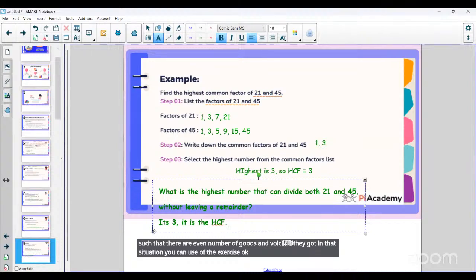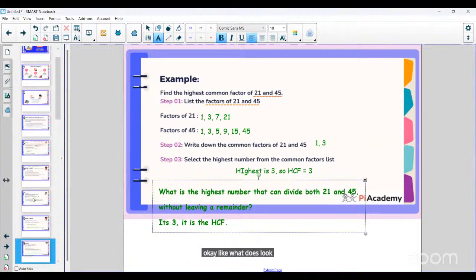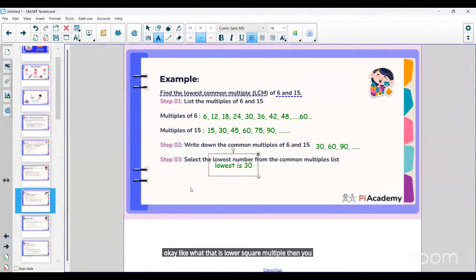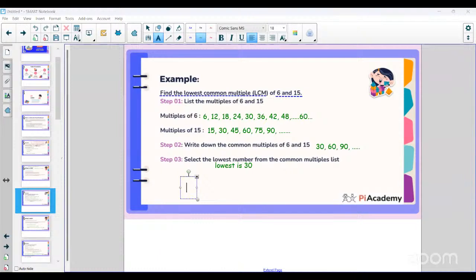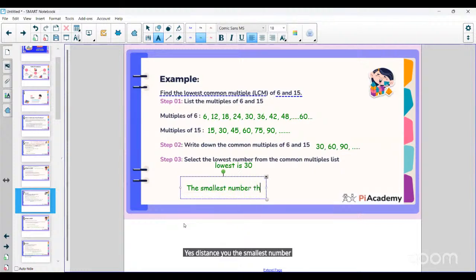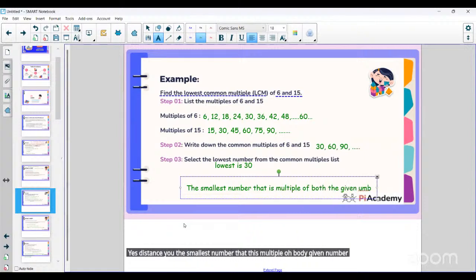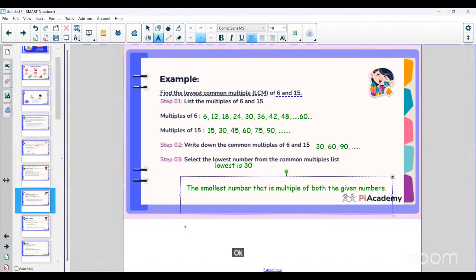Okay. Likewise, what does the lowest common multiple tell you? This tells you the smallest number that is a multiple of both the given numbers. Okay. So again, how we use this in word problems, we will very quickly see in today's class.